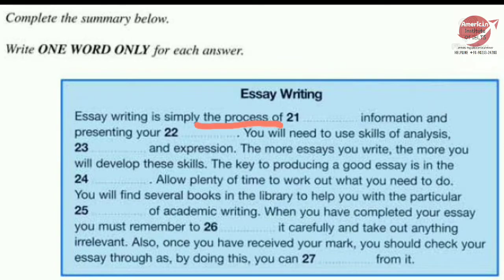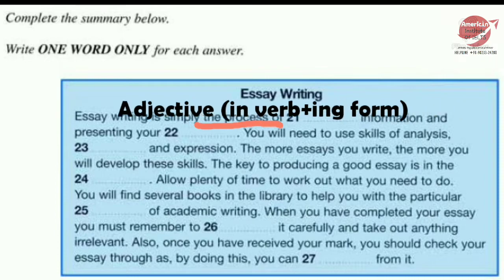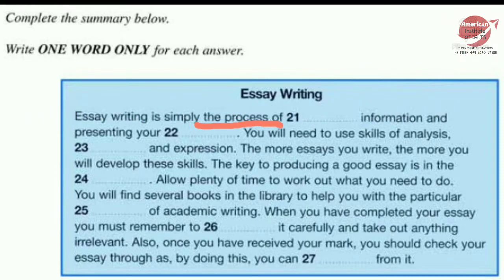You need an adjective or a verb plus ing form. Process of presenting information, as I told you, and presenting your dash. As in the previous activity, I told you to look at the things which are before and after the blank. So, a verb plus ing form for question number 21, and then 22, presenting your viewpoint. In this case, you need a noun, because your is a possessive word. Your, my, his, her. These always come before nouns.